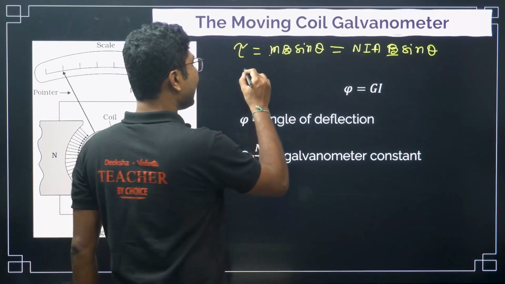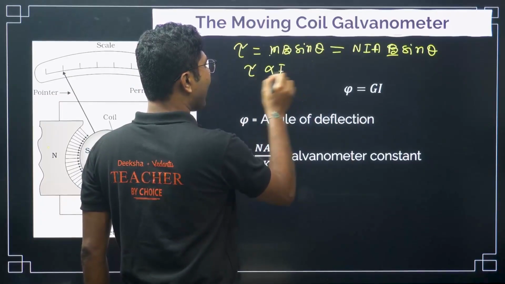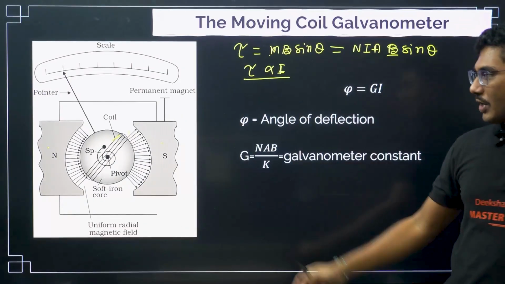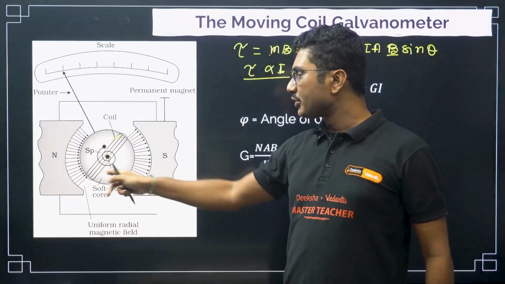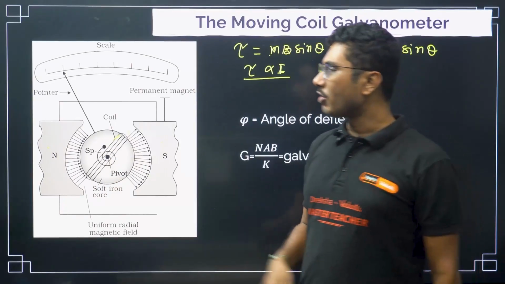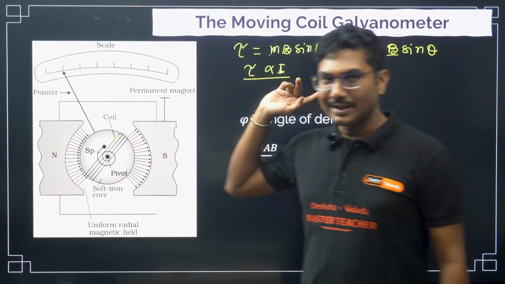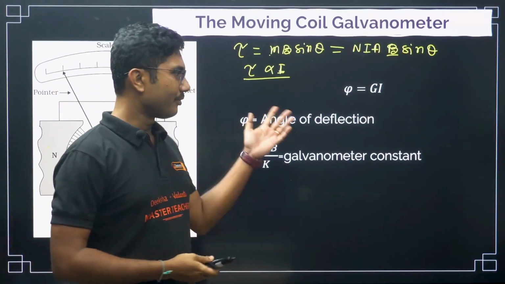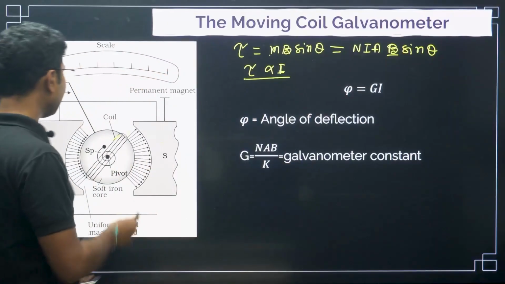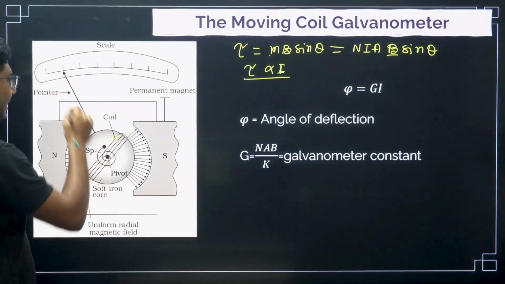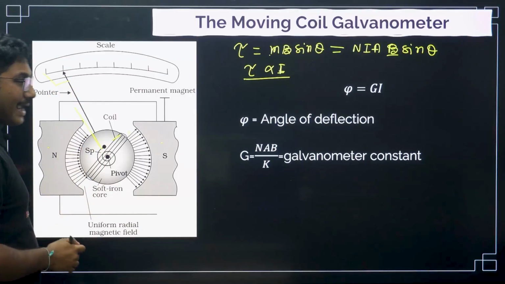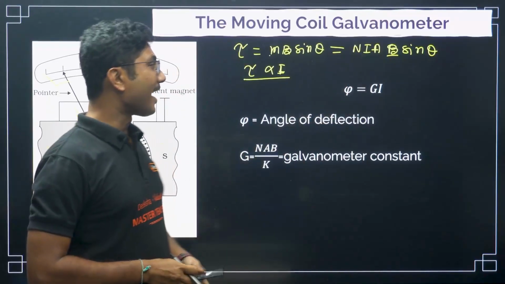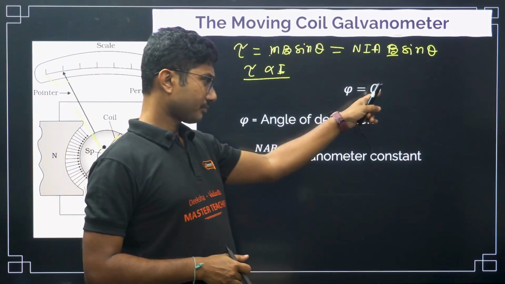Torque is directly proportional to the applied current. If you apply a spring having a fixed spring constant, that spring will balance the torque, and you can measure the exact current that is passing through it. This is called deflection. Initially this is 0 and it deflected to some angle phi, then this phi is basically proportional to the current.